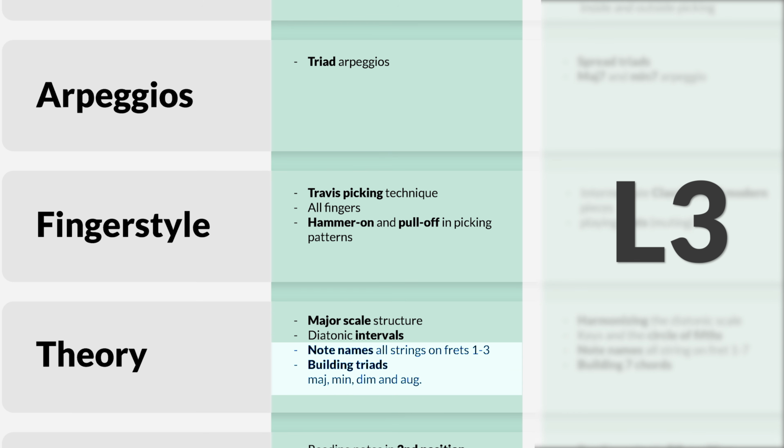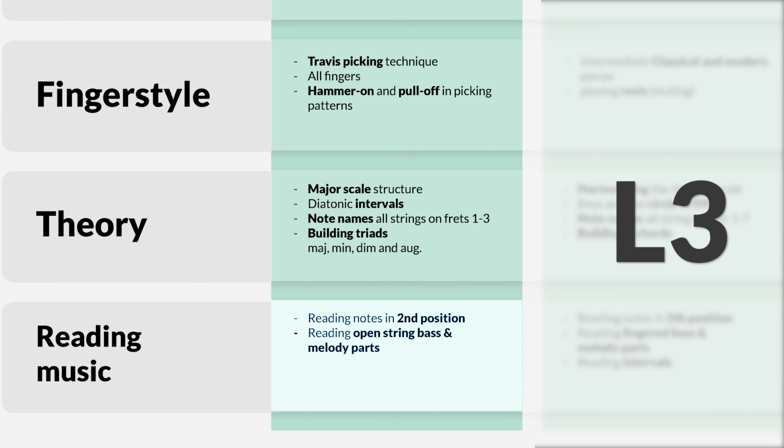You have to learn all note names in the first position and on all strings, and you elaborate on your knowledge of triads by learning the 4 types of triads: major, minor, diminished and augmented. In the meantime, you practice reading notes and rhythm in the second position and learn to read a simple bass line and melody at the same time.